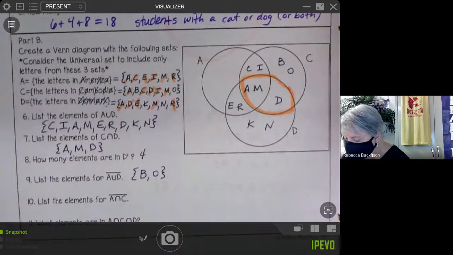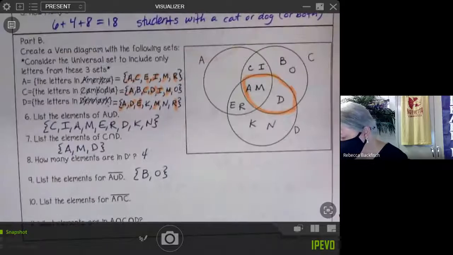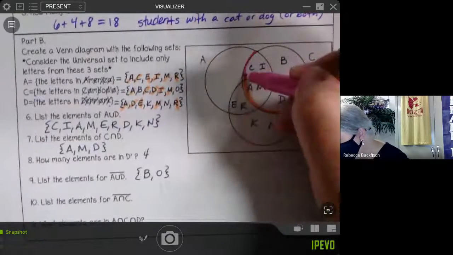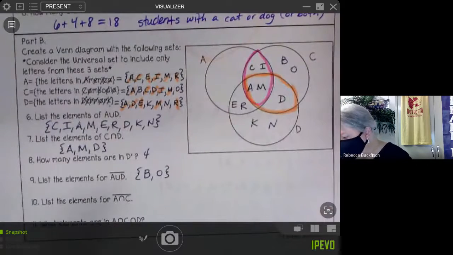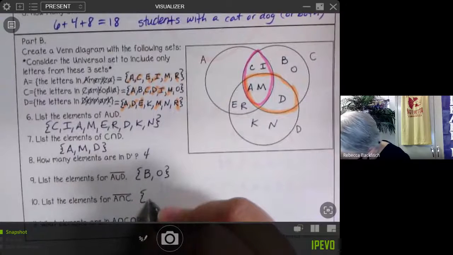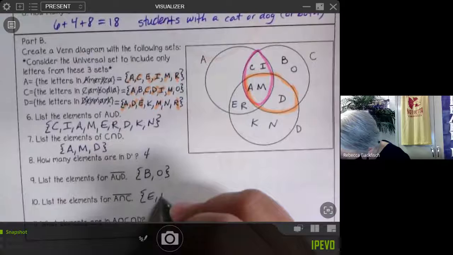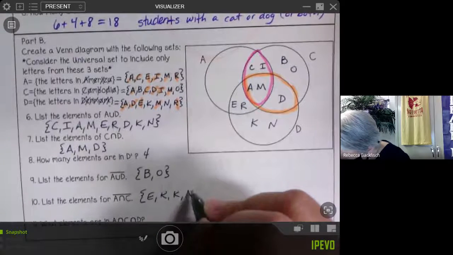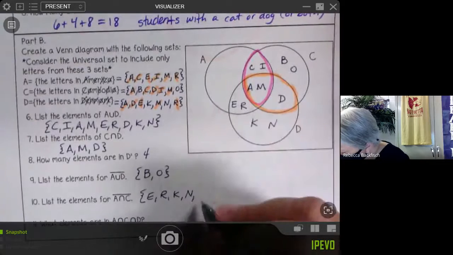Next says list the elements for not the intersection of A and C. The intersection of A and C is right there. So they're saying not C, I, A, or M. So anything that's not C, I, A, or M qualifies. So E, R, K, N, D, B, and O.